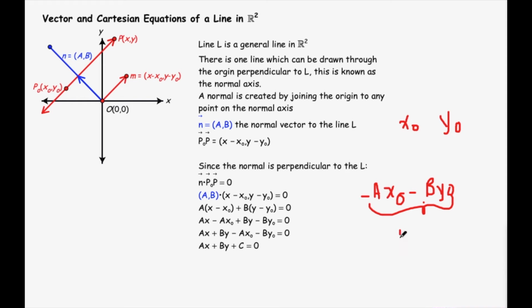Minus ax naught plus y naught, I'm going to replace with plus c. And that gets me to this equation here. So this is a Cartesian equation of the line, but in this particular form, when you use this form in grade 9, I think we call this standard form equation of a line.